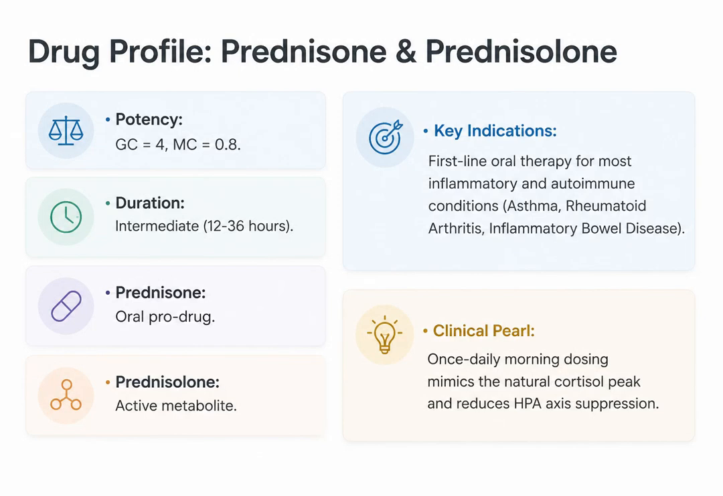Prednisone and its active form, prednisolone, are the workhorses of outpatient inflammatory disease management. With 4 times the anti-inflammatory power of hydrocortisone and slightly less salt retention, they are ideal for asthma flares, rheumatoid arthritis, and autoimmune diseases. We typically dose them once daily in the morning to mimic the body's natural cortisol peak, which helps minimize suppression of the adrenal axis.